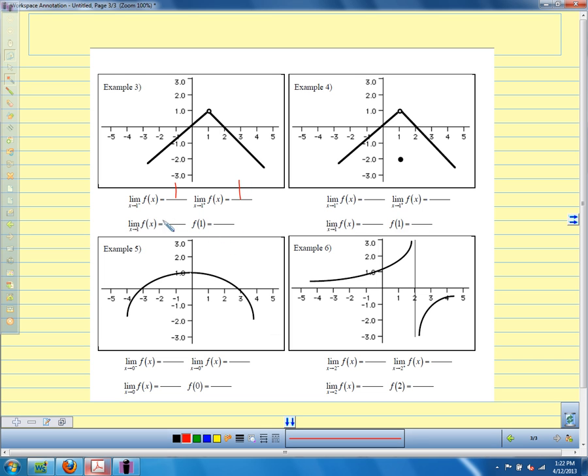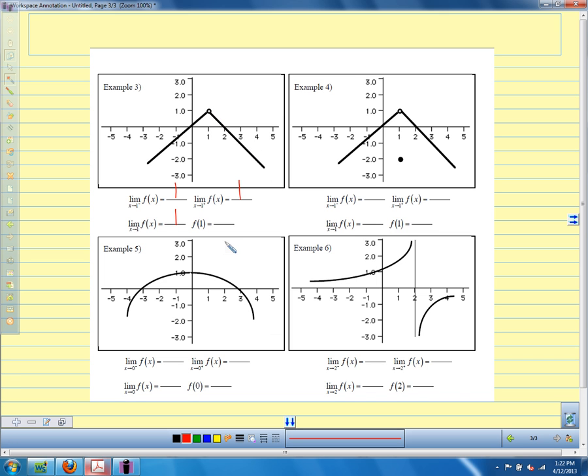What's the limit of f of x as x approaches 1? What's the limit of our function, Sonia? So our limit, if it approaches the same value from the left and the right, is whatever that value is. So what would our limit be? 1. From the left it's getting close to 1. From the right it's getting close to 1.